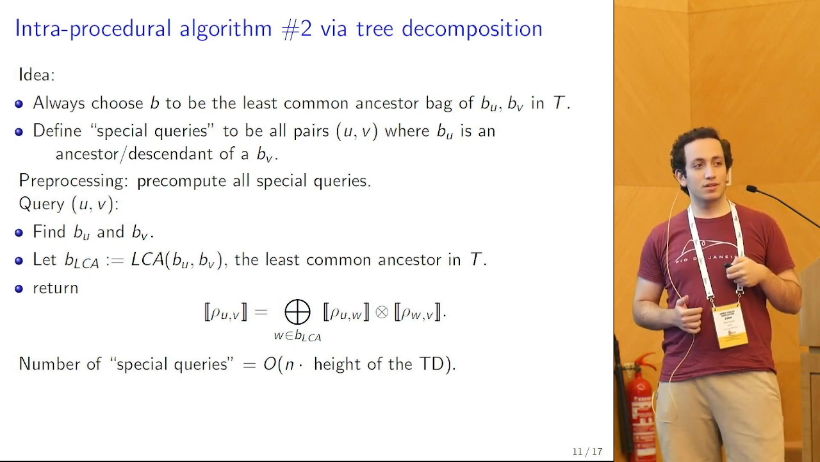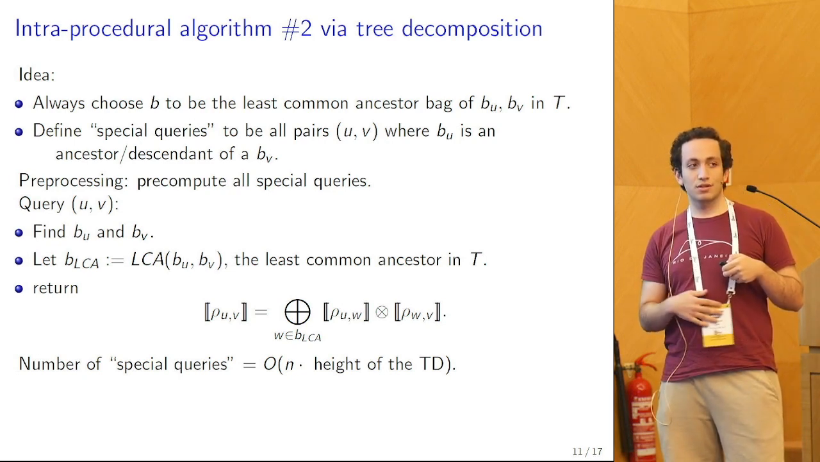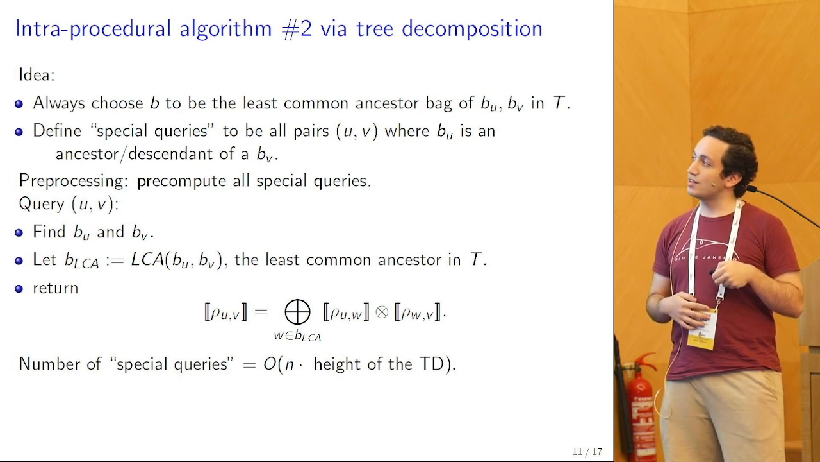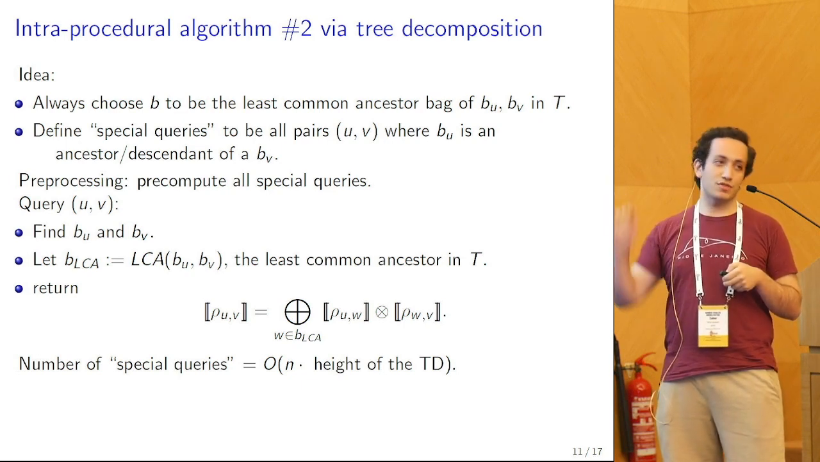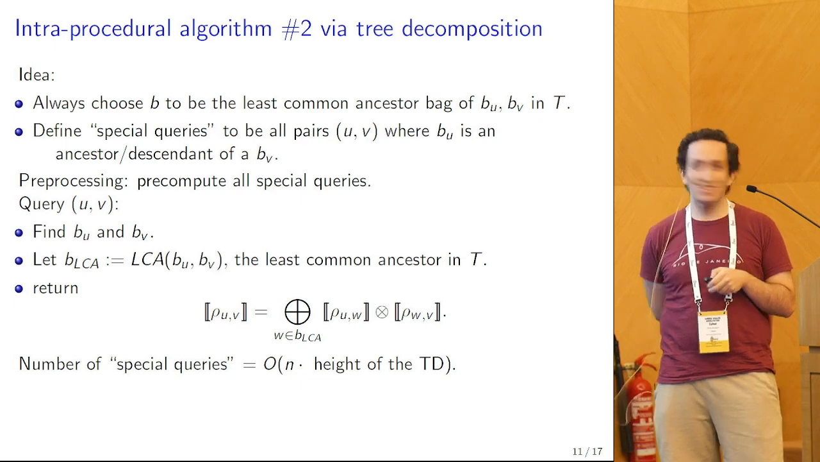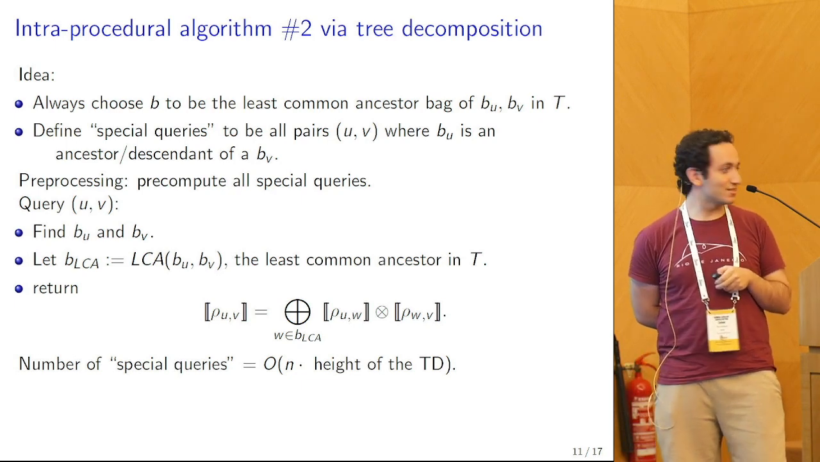Oh, so it's not exponential with respect to Treewidth. No, it's Treewidth times k, where k is the cost of an algebra operation. Okay, thank you.